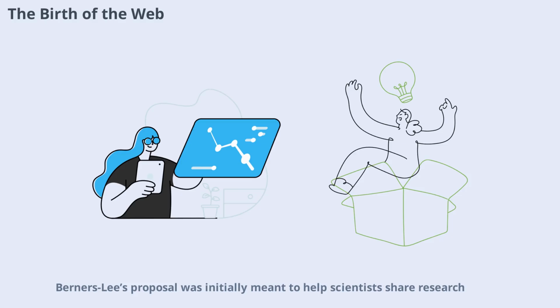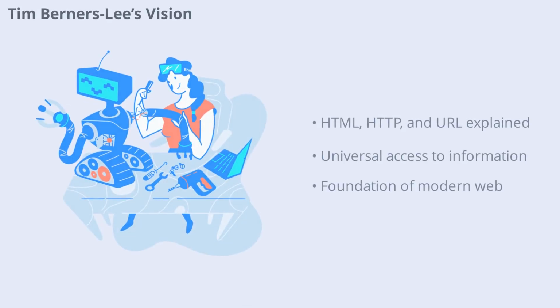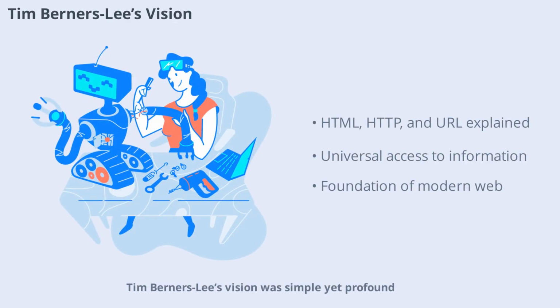Berners-Lee's proposal was initially meant to help scientists share research, but it quickly grew beyond its original purpose. His vision was simple yet profound: to make information universally accessible. He imagined a world where anyone anywhere could access documents and data with just a few clicks.